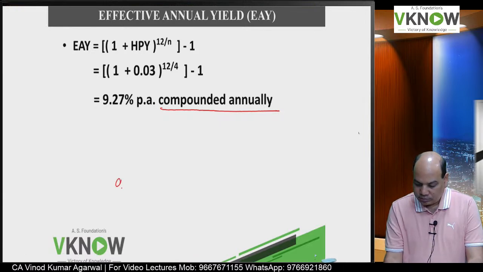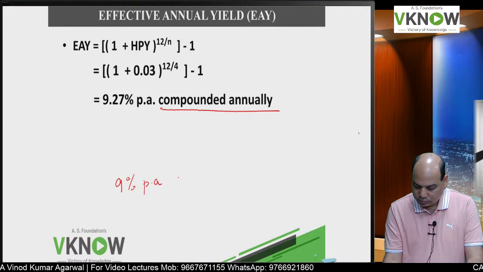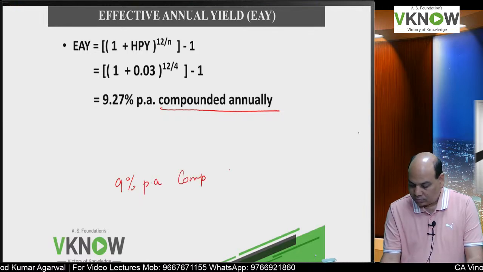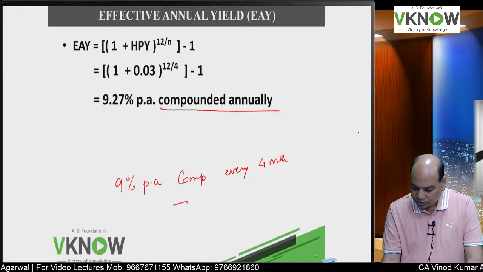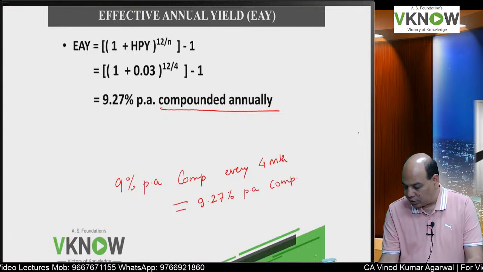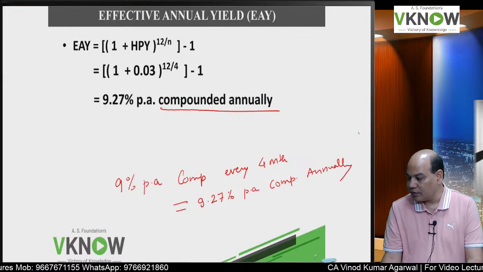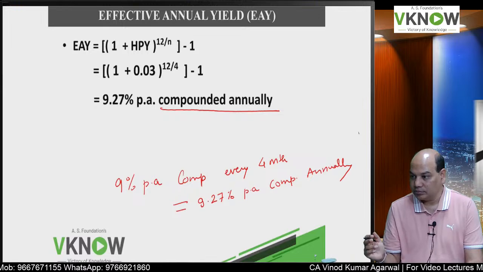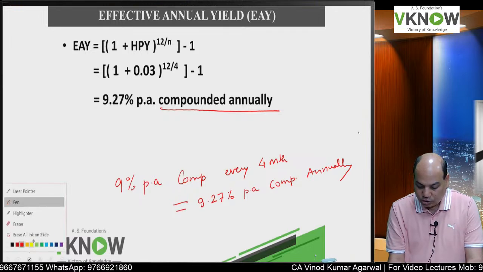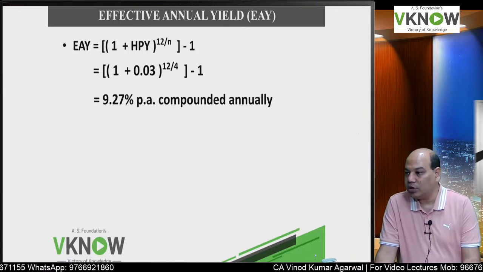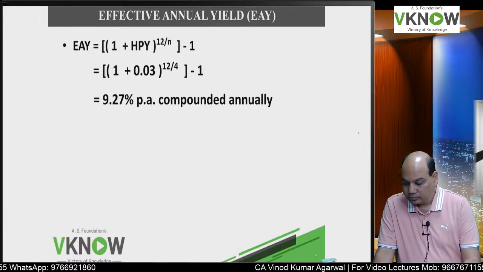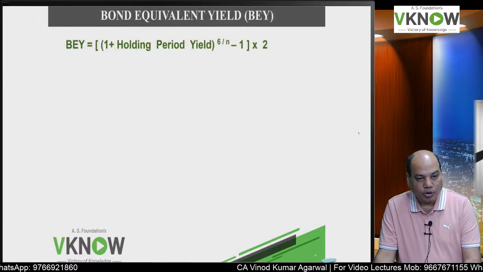9% per annum compounded every 4 months is equal to 9.27% per annum compounded annually. The two answers are same but expressed in a different way. So effectively your 1 rupee will become 1.0927 after 1 year. Now write down next answer, bond equivalent yield.